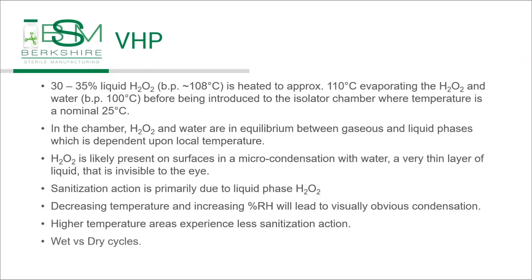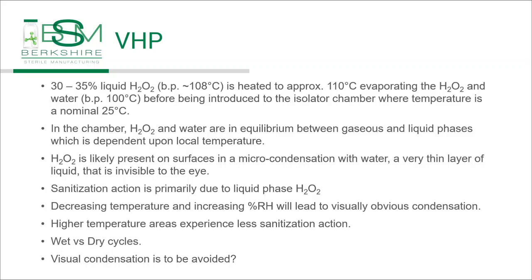surface. And recently there's been a lot of discussion about wet versus dry cycles. In actuality, all vapor hydrogen peroxide cycles are truly wet cycles. The so-called dry cycles appear dry because there's a very thin layer of water on the surface with the hydrogen peroxide in it. It doesn't appear wet, it appears dry. And visual condensation is to be avoided? That's a question. The jury is out on that.